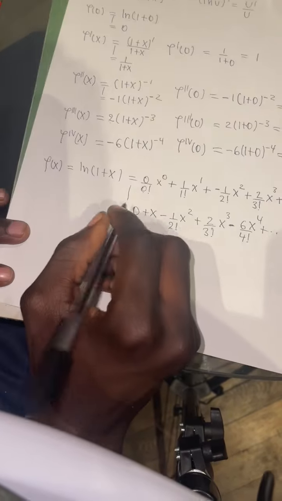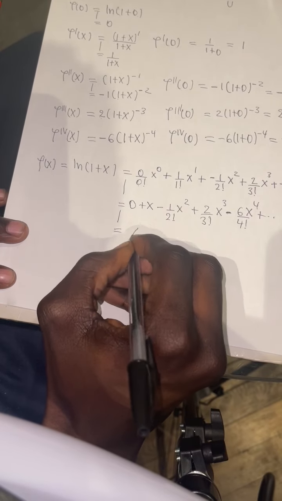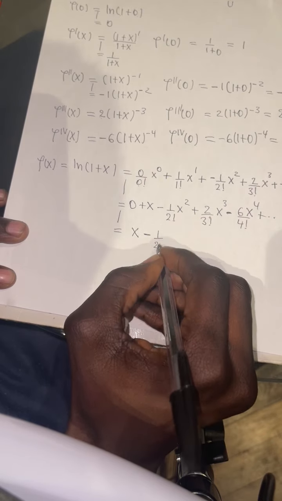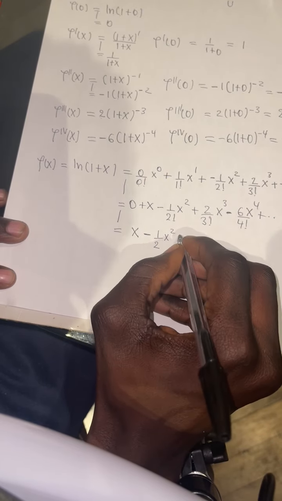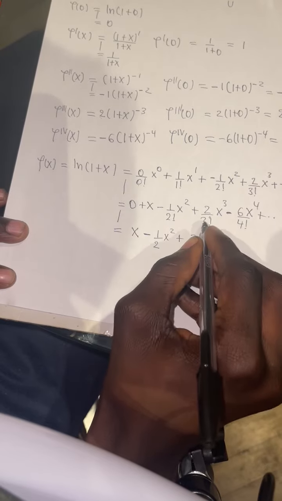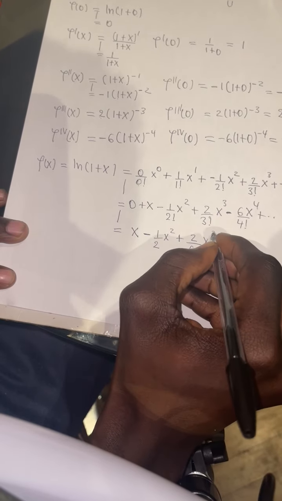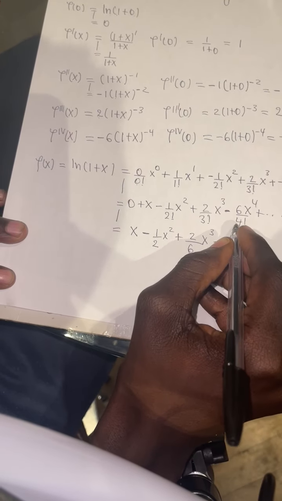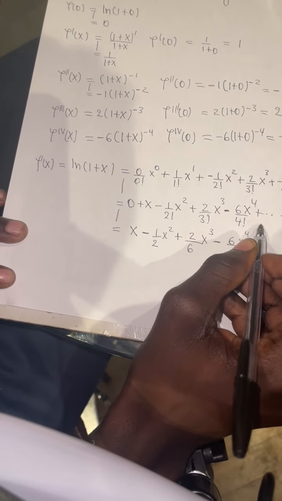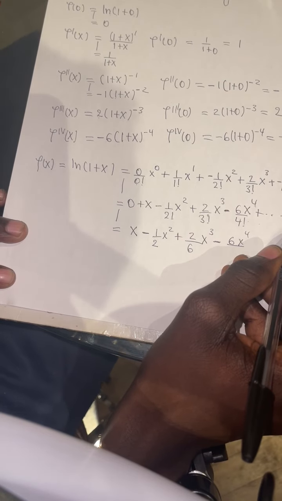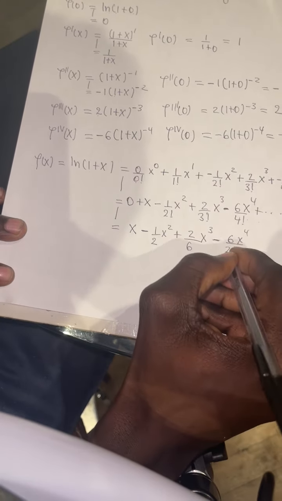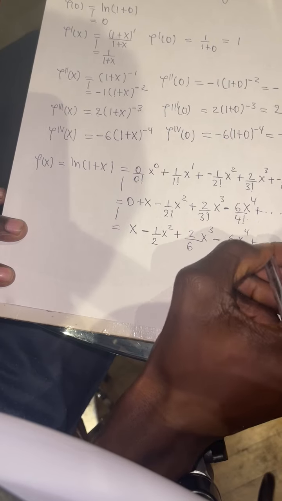But if you want, you can simplify this to become x minus, factorial of 2 is still 2, so you're just going to have x squared over 2, plus, factorial of 3 is just 6, x cubed over 6, minus 6x to the power 4 over factorial of 4. It means you take 4, 3, 2 until 1. So what is going to give us? We're going to have 4 times 3 times 2 times 1, which is 24. So we're going to have 24 there plus so on.